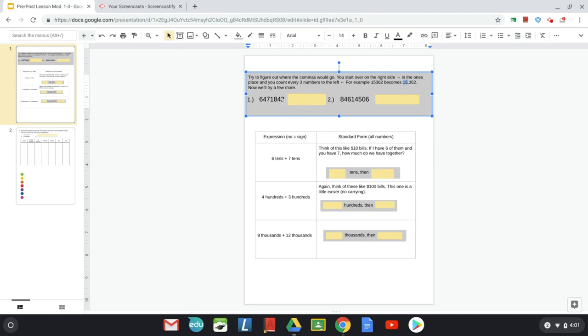So let's take a look at an example down here. I have the numbers 6471842. So I have to come all the way over here to my 2, and I'm going to work back, I just count again. Work back three spaces. 1, 2, 3. I now know that I need a comma between the 1 and the 8. And my number is going to end with 842.